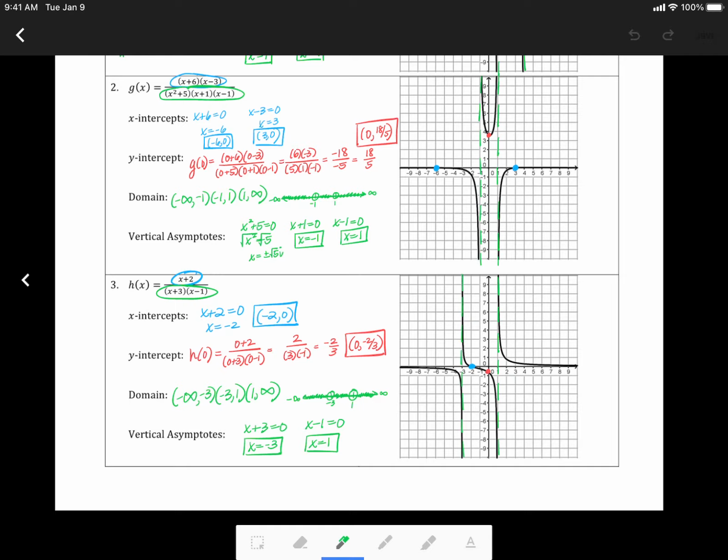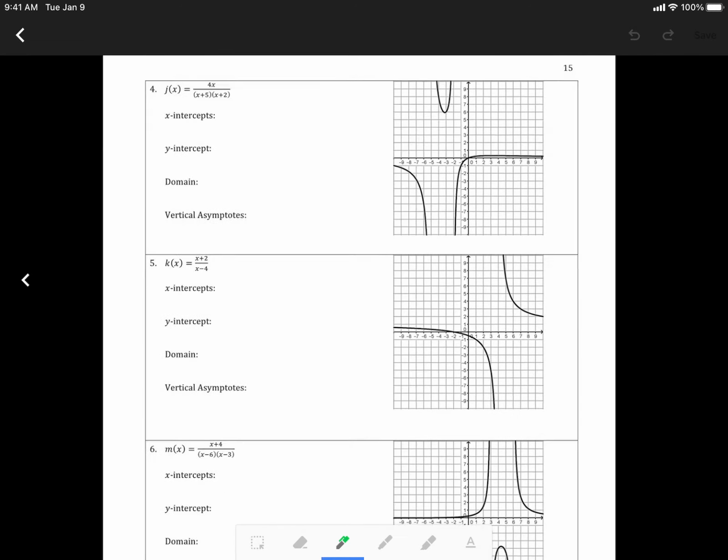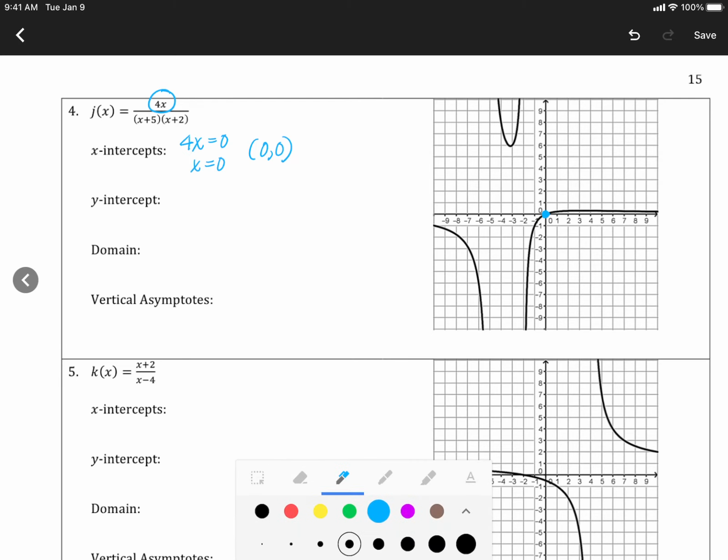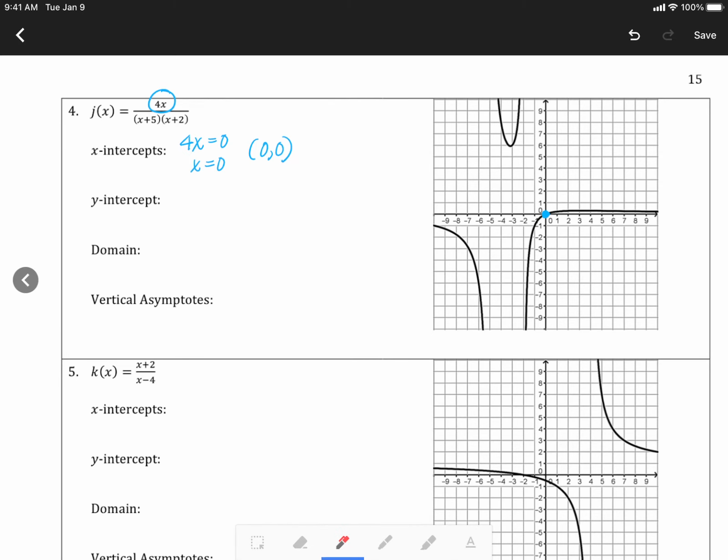Let's try some more. So let's explore number 4. X-intercepts come from where, guys? Where do those x-intercepts come from? Where do we look? The numerator. Set that equal to 0, and I just get x equals 0. So that's my point (0, 0). And if that's my x-intercept, that's also my y-intercept.